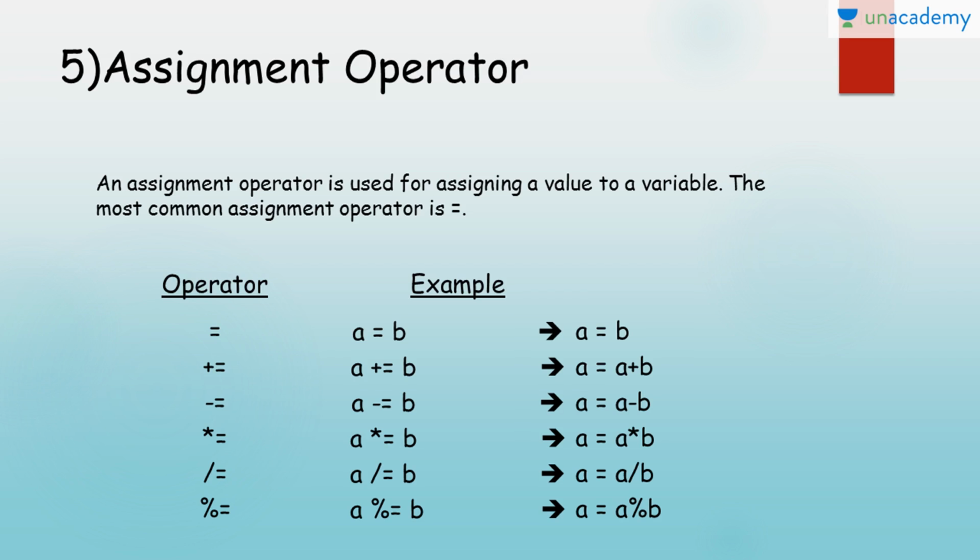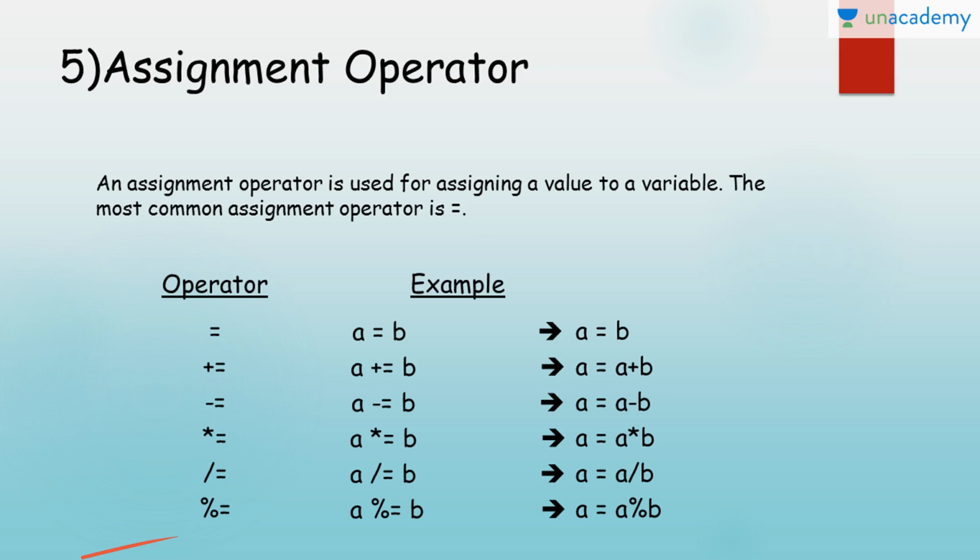So the most common assignment operator is equals, which we use most of the time in the program. So there are 6 types of assignment operators: equals, plus equals, minus equals, star equals, divide equals, and mod equals. So we will see it through an example.